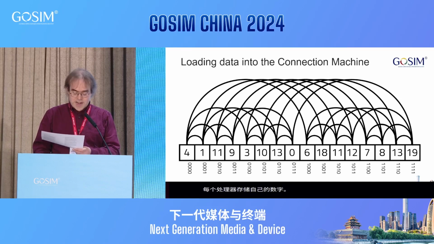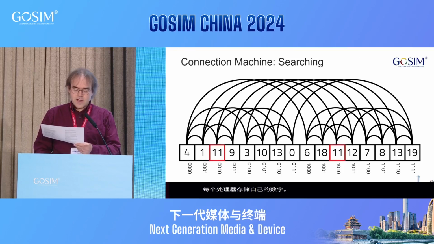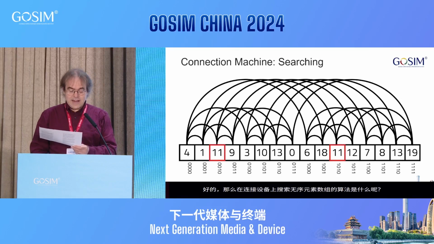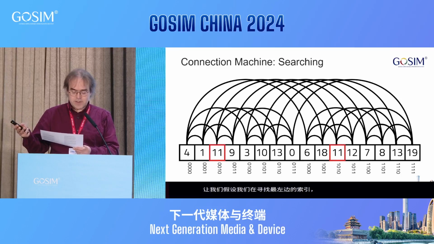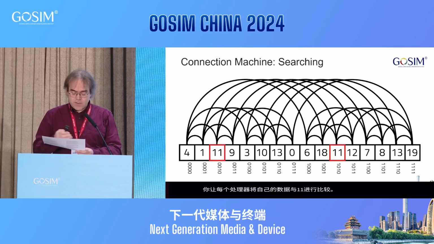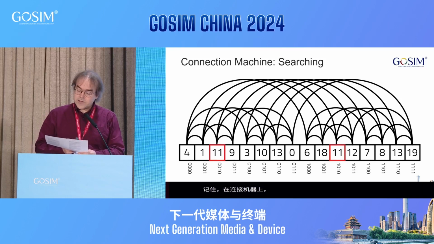In your first step, you have each processor compare its data with 11. Remember, on the connection machine, you broadcast instructions for all processors to execute simultaneously, so we've identified all the matches in constant time. From this point on, we've found our matching elements, so we're not even going to look at the numbers anymore. We're just going to pass our indices upward until the right answer is stored in the right node.